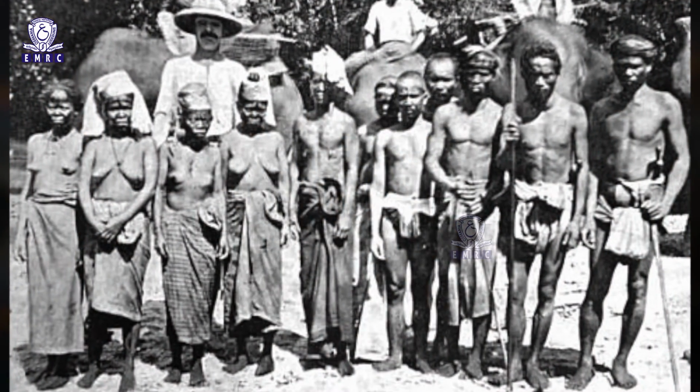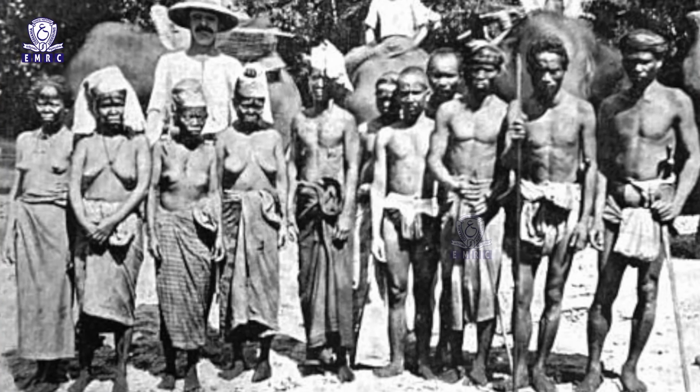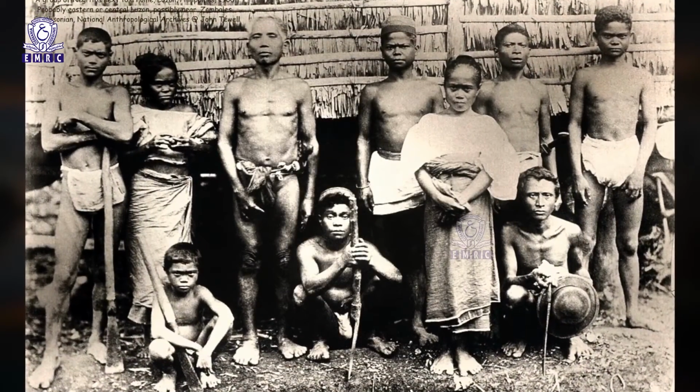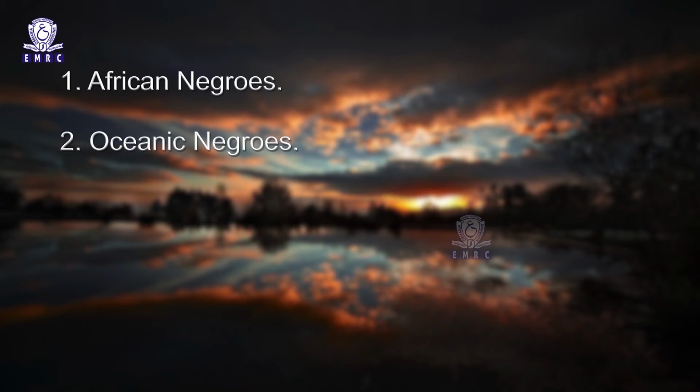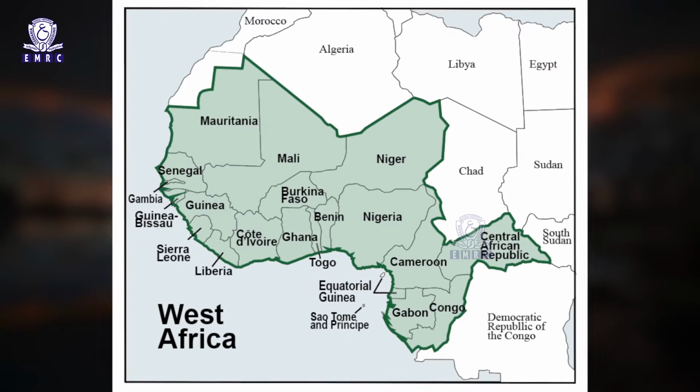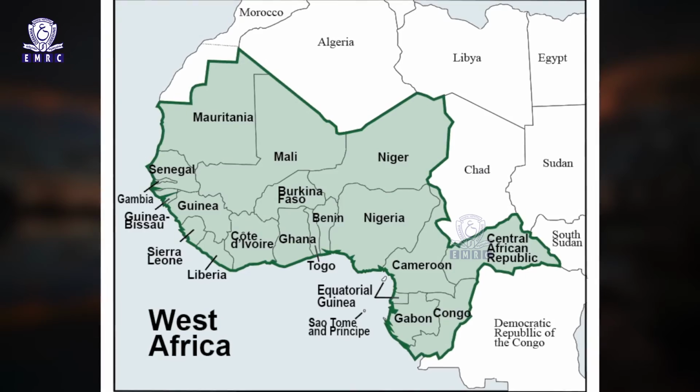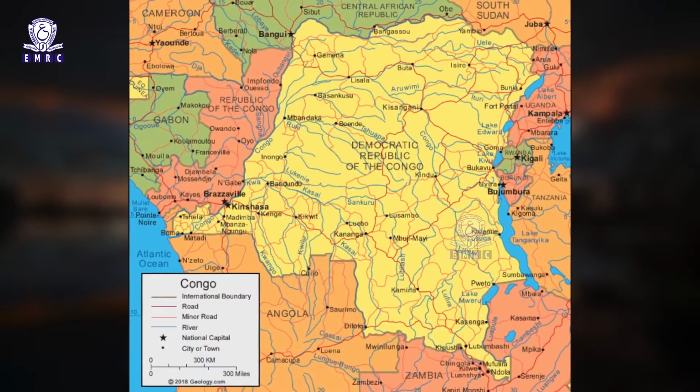The Negroids have physical features, most of which are associated with the Negritos. They are also dolichocephalic, eulotrichi, flat-nosed and dark people. They are classified into two main categories: first, African Negroes, and second, Oceanic Negroes. The pure Negroes are found in West Africa, Cameroon and Congo.